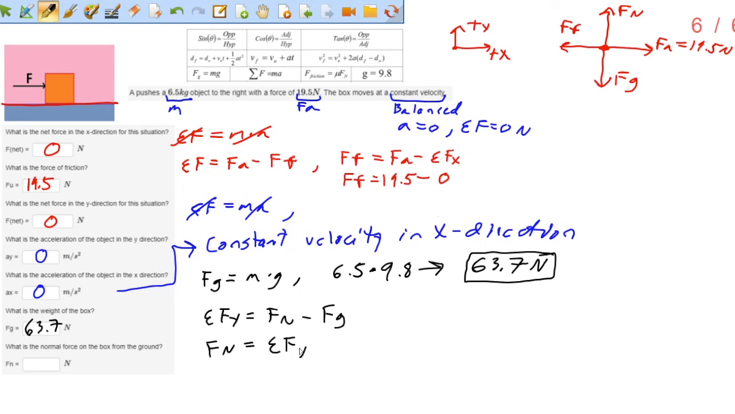I get net force in the y direction plus force gravity. Therefore, the normal force is equal to the net force in the y direction, which is 0, plus force gravity, which is 63.7. That just tells us that our normal force is equal to force gravity. So normal force is 63.7 newtons.